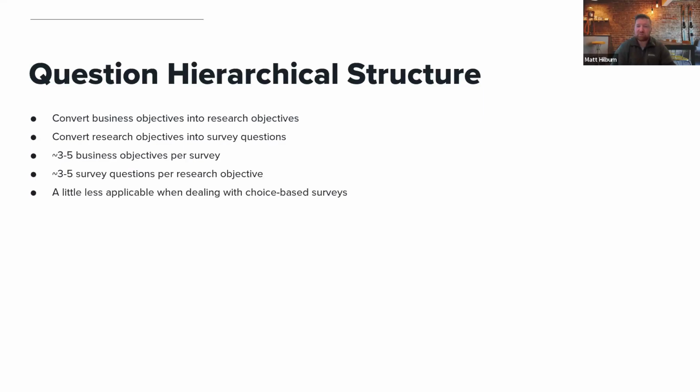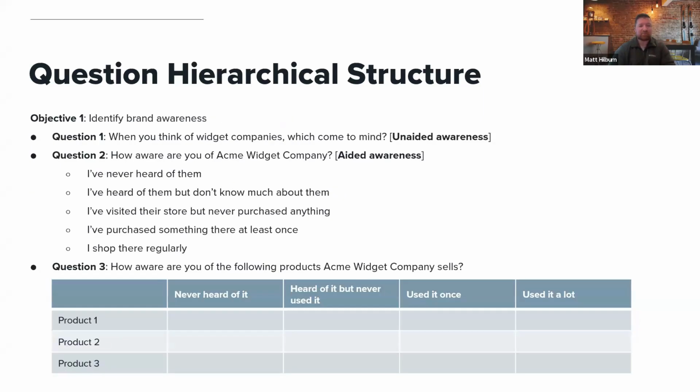If you get too many objectives, well, we're going to need, say, 3 to 5 questions per objective, then our survey is going to get too long. And so we want to keep our surveys focused. Now, this is a little less applicable with choice-based surveys because usually with choice-based surveys, we have a really clearly defined objective, product optimization or brand equity or whatever it may be, and it might just be one objective. But something to keep in mind.